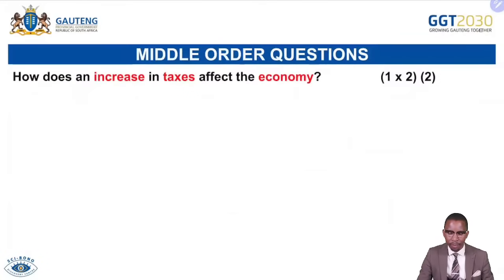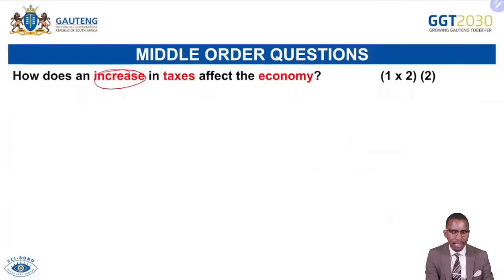Immediately, order questions. This requires you to explain. How does an increase in taxes affect the economy? So let's check. It's a how question. How does the increase, that is the action verb, increase in what? In taxes affecting what? The economy. You need to link the tax increase with the economy.